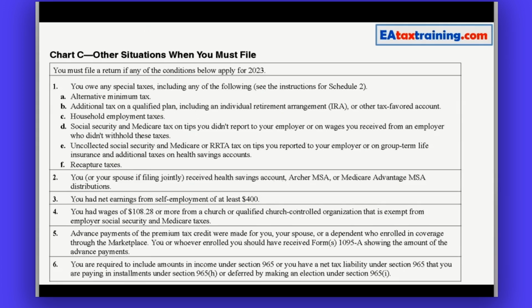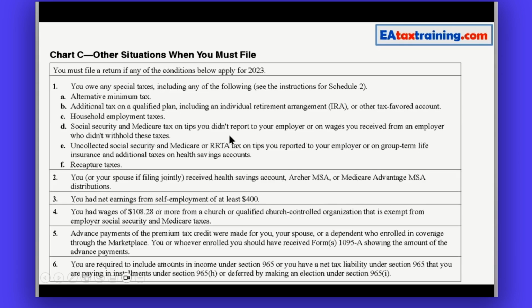So even if you don't meet the income requirements we just talked about, if you owe any of these special taxes that are listed, then you will have to file a return. There's something called the alternative minimum tax that you'll learn about in another video. If they owe that, then it doesn't matter how much their gross income is or their earned income or anything else, you have to file a return. There are these special taxes on retirement plans, household employment taxes that they may have to pay, that if they do, they have to file a 1040.